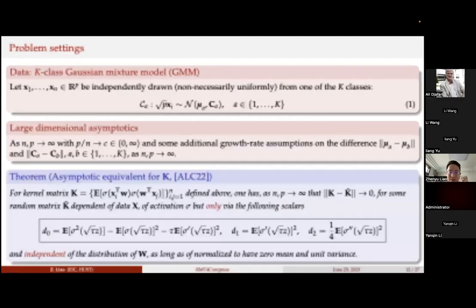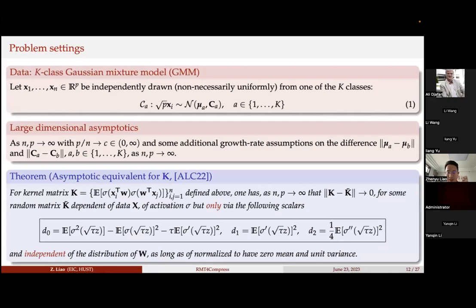Under these two settings, we have the following results, which basically tell us the following. For the kernel matrix that I just described in my previous slide, we know that this kernel matrix K is going to look like another kernel matrix K tilde, in the sense that the operator norm of the difference between these two matrices is small.